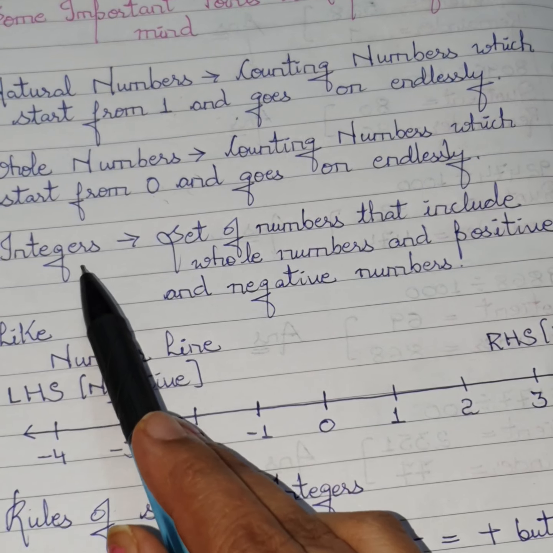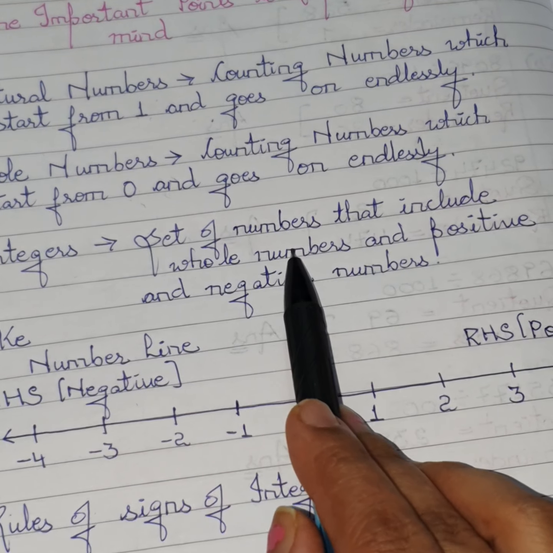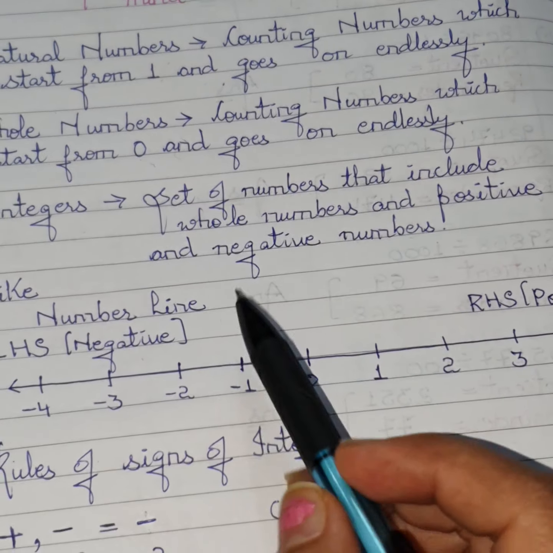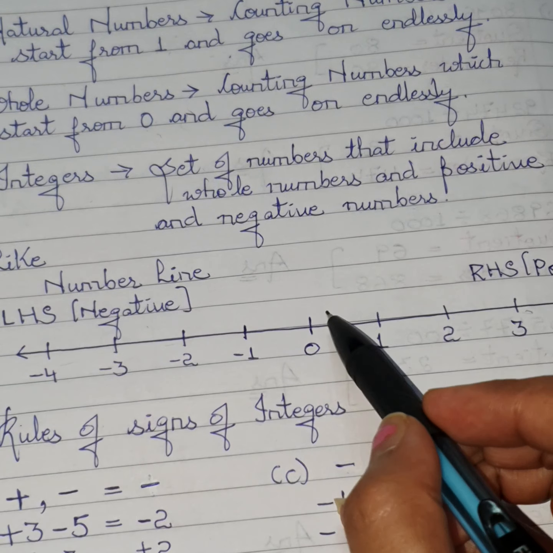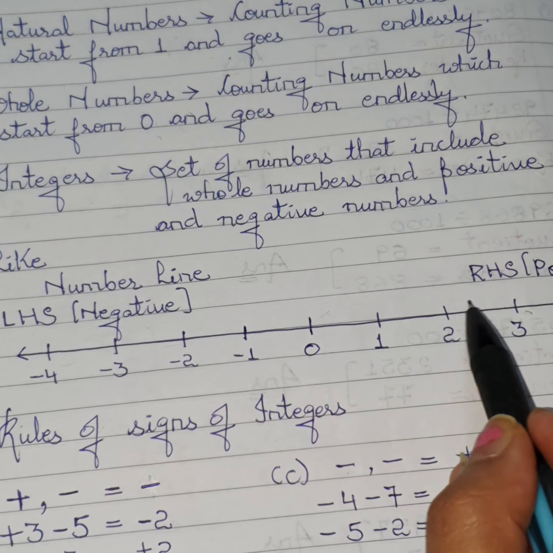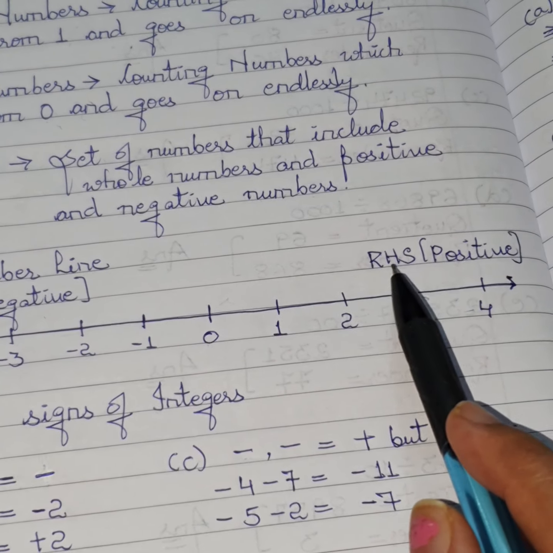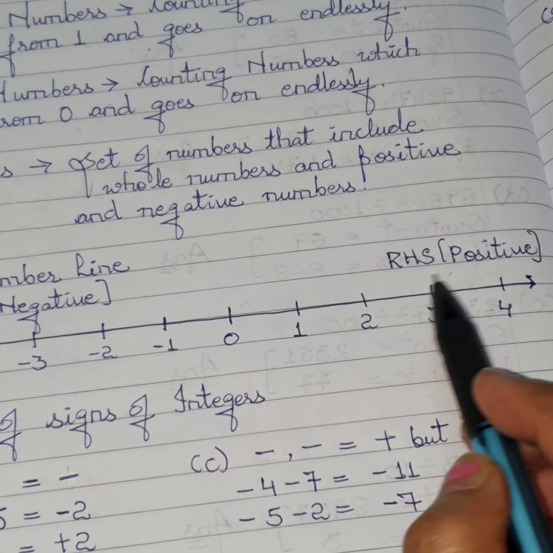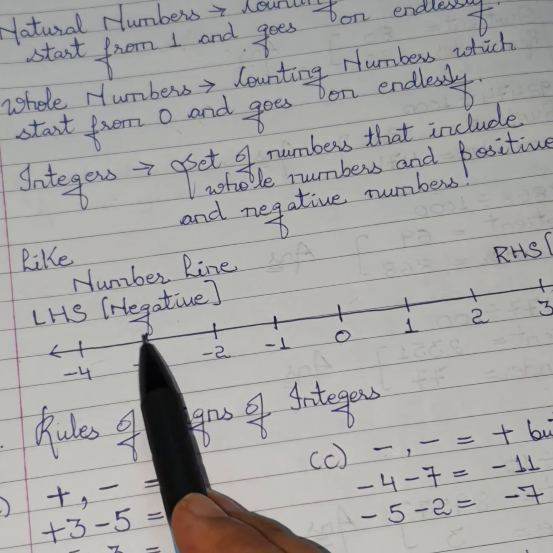Now, if I talk about integers, then integers are a set of numbers that include whole numbers and positive and negative numbers. Okay, I am explaining integers with this number line. This is a number line. The center part of the number line I have marked as 0. This is the right hand side of the number line and this is the left hand side. The right hand side of 0 is termed the positive side, the positive number line, and the left hand side is called the negative side, the negative number line.